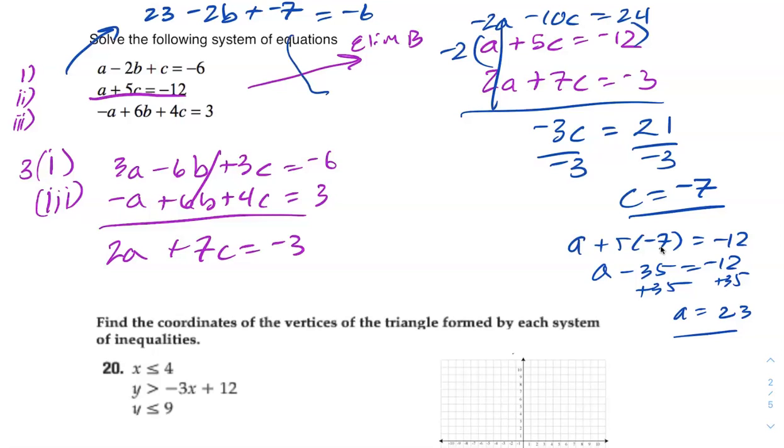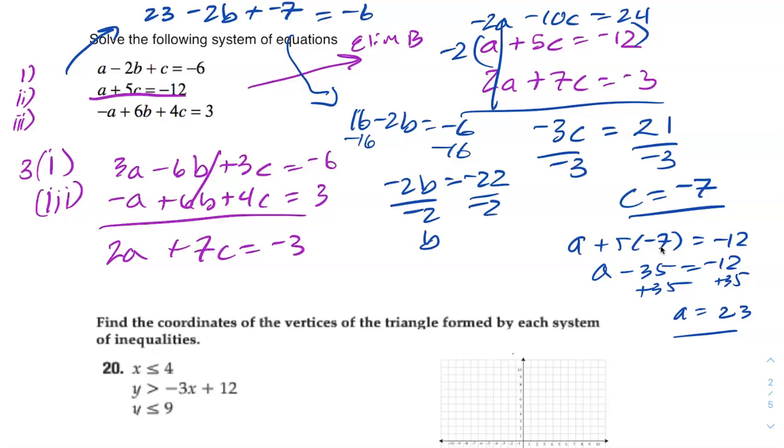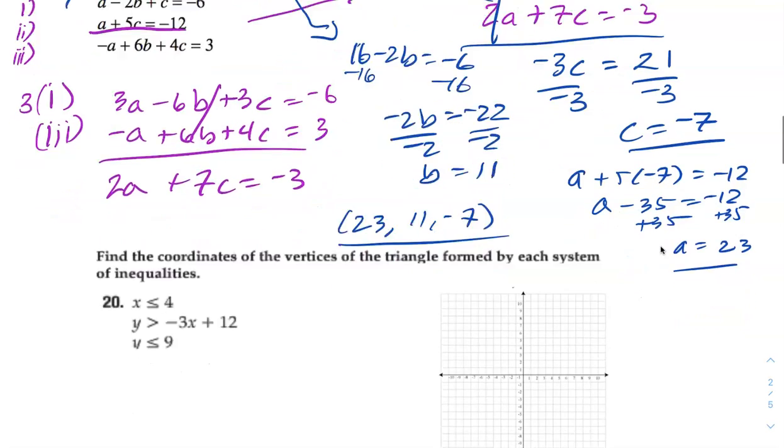Oh, we're running out of space here. Add like terms. 23 minus 7 is 16 minus 2b equals -6. Minus 16, minus 16. -2b equals -22. Divided by -2. B equals 11. Well, at least none of them are decimals. So we get that. So does it work?